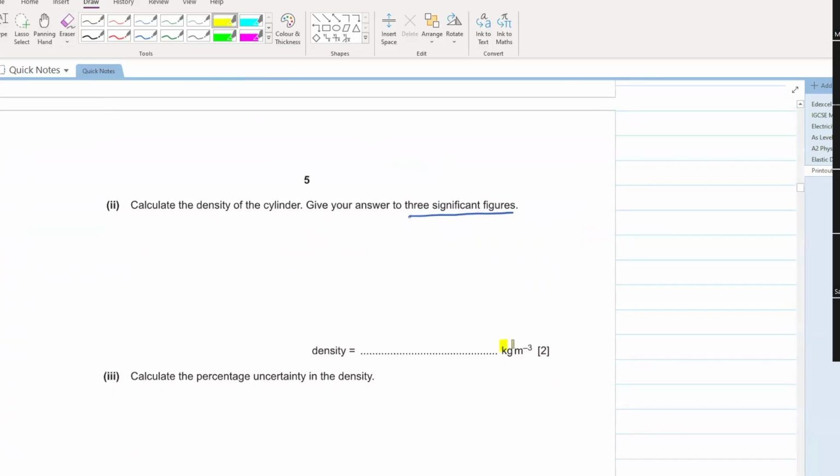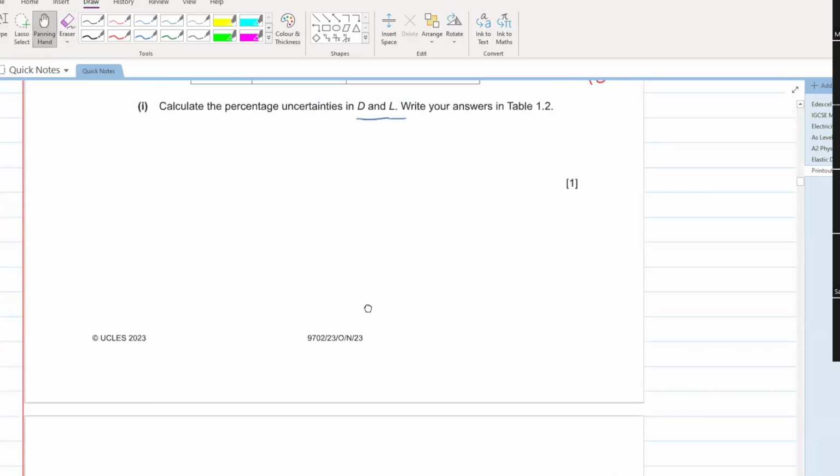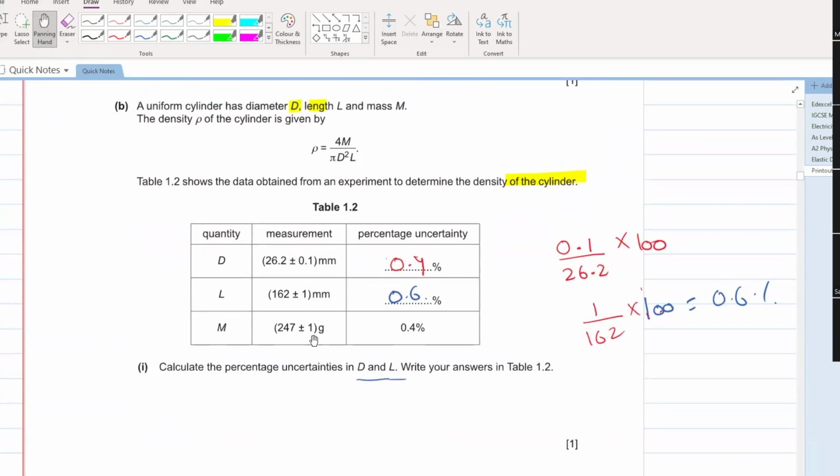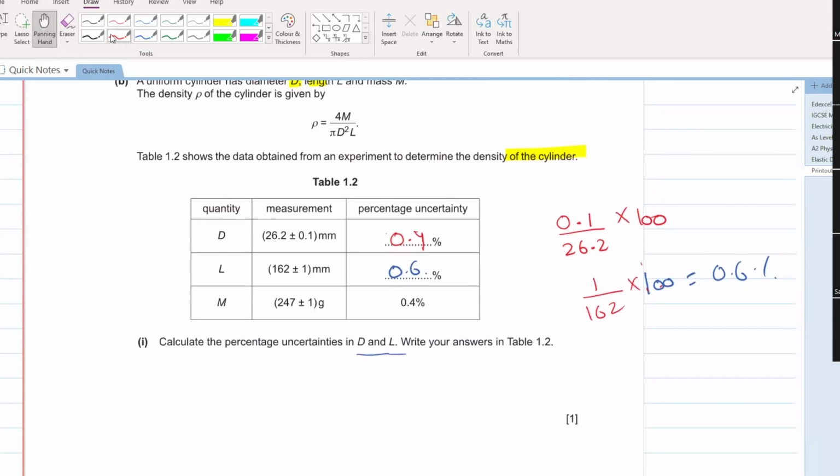See, the units of density are kg m minus 3. So your mass will be in kg, your measurements will be in meters. You have to take care of that. Okay, let's start applying the formula. Density is equal to 4 m divided by pi d square L. What is the mass? Mass is 247 into 10 raised to the power of minus 3.